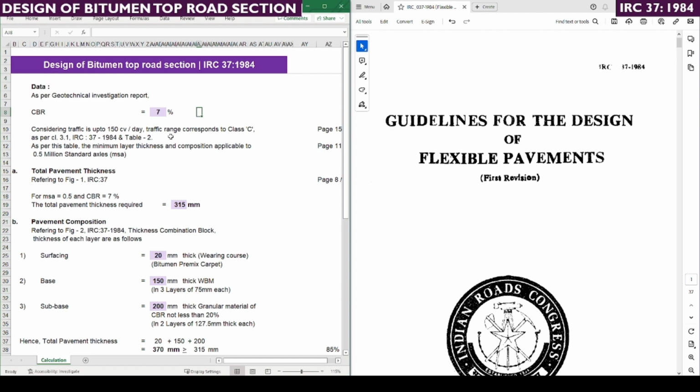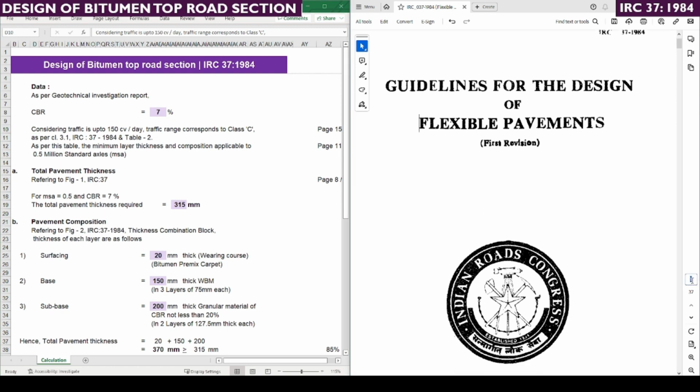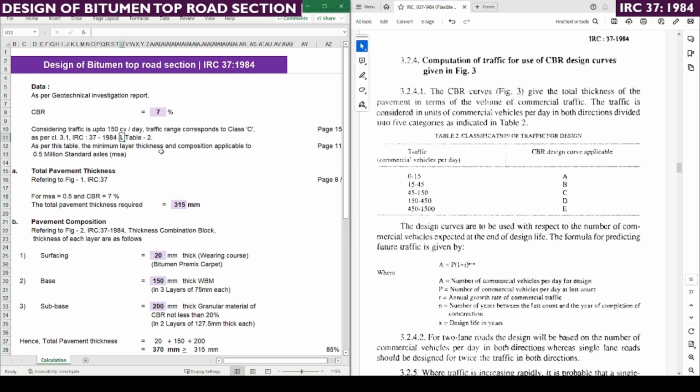Let me look into the details of this calculation. As per the technical specification, we can assume 150 commercial vehicles per day will move on the road in terms of traffic range. Corresponding to that, we need to go to page number 15, Table 2, which provides the traffic information to be considered. Accordingly, we need to refer to the pavement thickness chart.